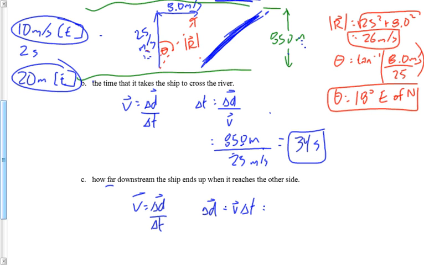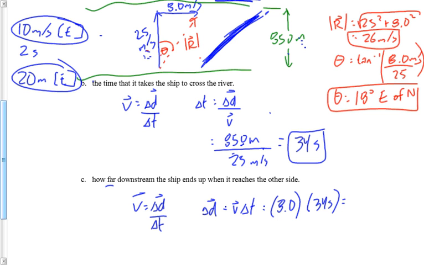If we use the 26 meters per second, that's fine. But understand, when you get the displacement there, you're not going to get the displacement to the east. You're going to get the displacement at 18 degrees, the displacement in the same direction as the velocity. If we want the displacement to the east, then we need to use the velocity to the east. Now, what time do we use? 34 seconds, right? It takes 34 seconds to get across.